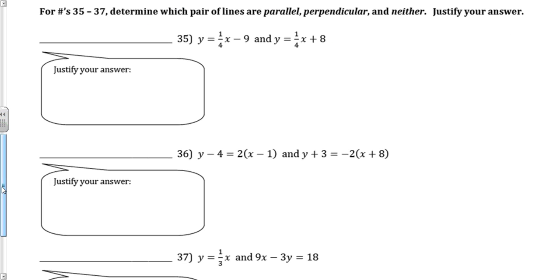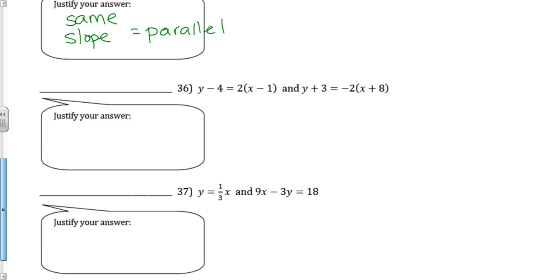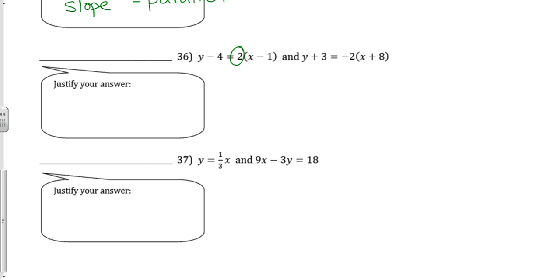Our final target, parallel and perpendicular. So it could be parallel, perpendicular, or neither. Here I've got two slopes, both are the same. So same slope means they are parallel. Number 36, I've got a slope of 2 and negative 2. These are neither. They are not perpendicular because they're not opposite fractions. They're not reciprocals of one another. And they can't be parallel because they're different signs.